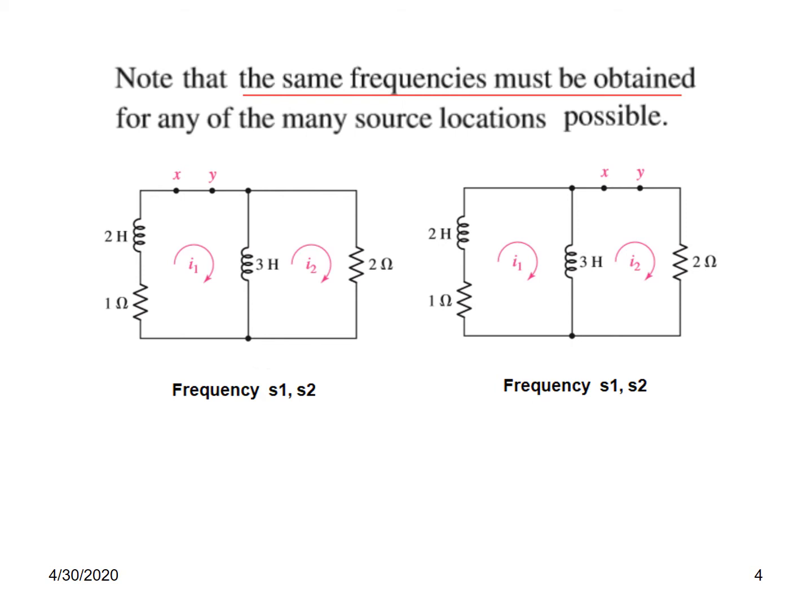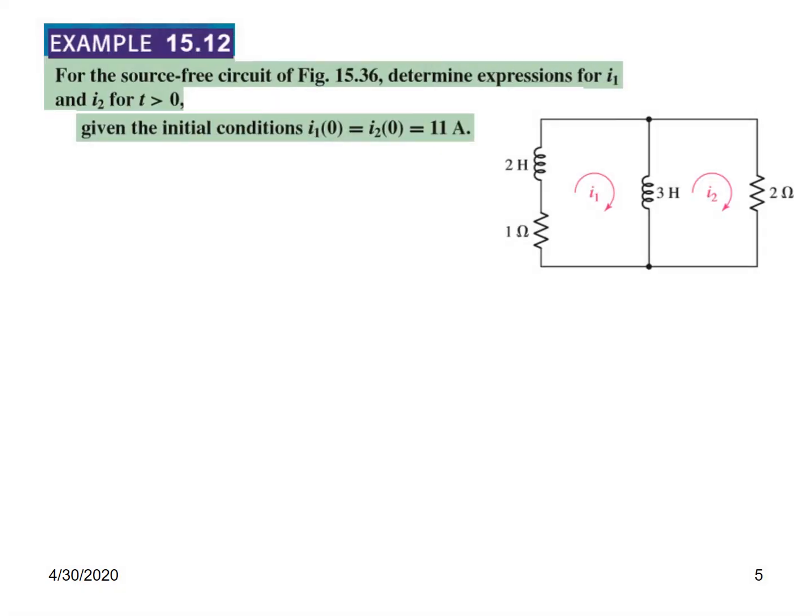Okay, now with this background, let's discuss the solution of example 15.2. We'll try to make it simpler. The question is that for the source-free circuit, determine the expressions for i1 and i2 for t greater than 0, given the initial conditions i1(0) is equal to i2(0) is equal to 11.